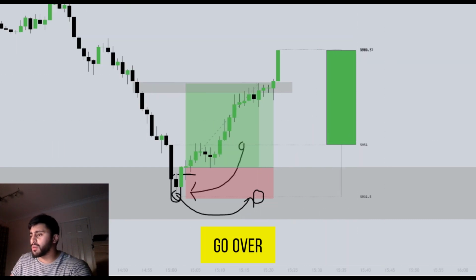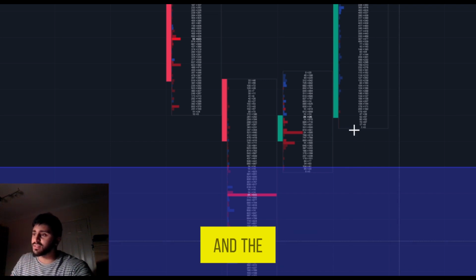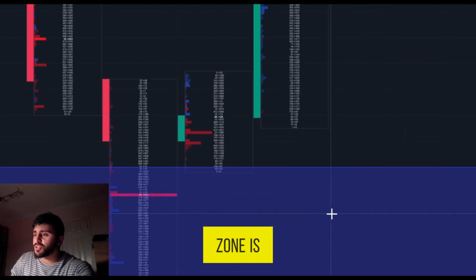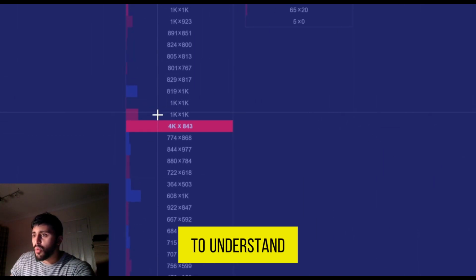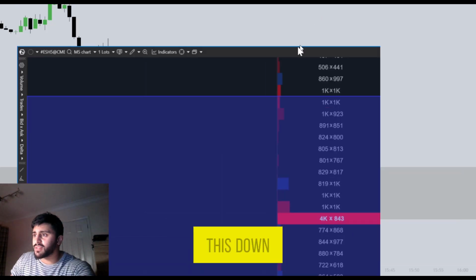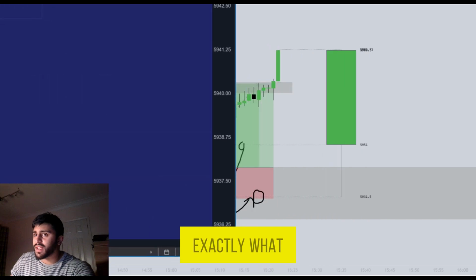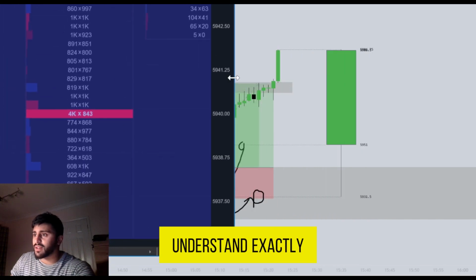But I'm just going to go over something because I want traders to understand exactly what is going on between the buyers and the sellers. This zone is very, very important. And the reason why this zone is so important is because we're actually reading the order flow. And I want traders to understand, what does this mean when we're inside a 15-minute fair value gap? Because if I break this down, we are going to understand exactly what this means, right?